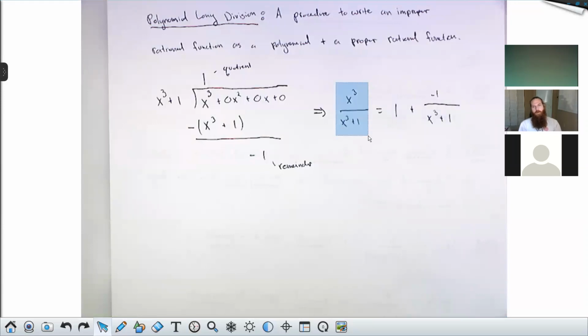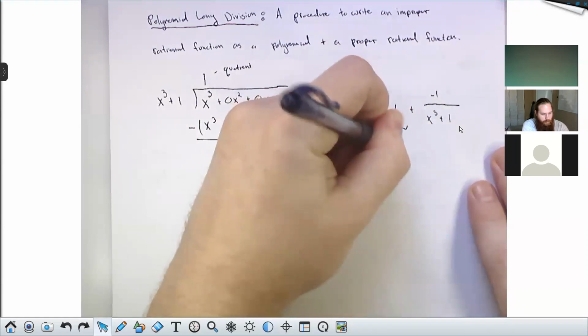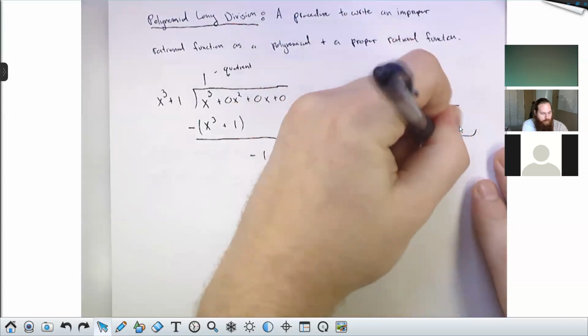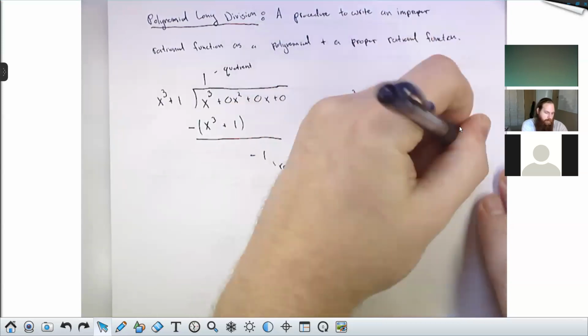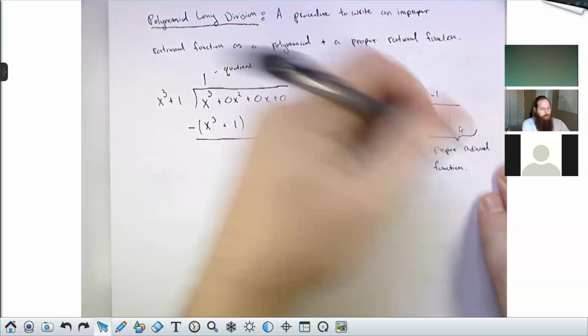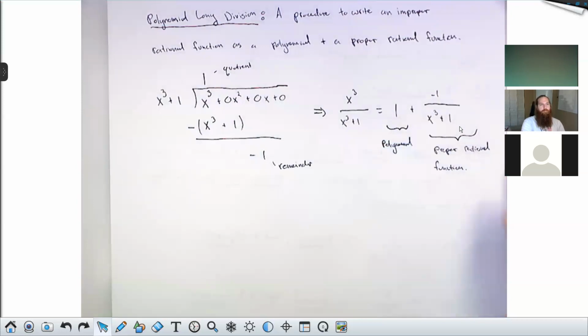Because if I wanted to integrate this, I could integrate this instead. This piece is very easy to integrate, and in general, the polynomial piece is always easy to handle. This piece is now a proper rational function. So right here, I promised you would get a polynomial plus a proper rational function. And if my original objective was to integrate this, I would then run partial fractions on this guy.